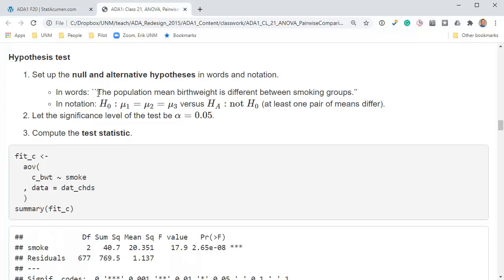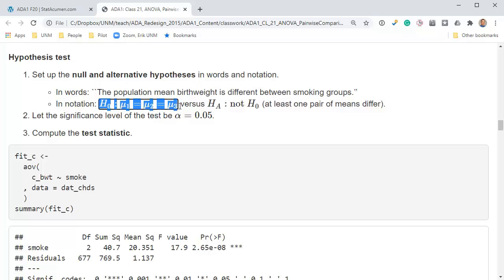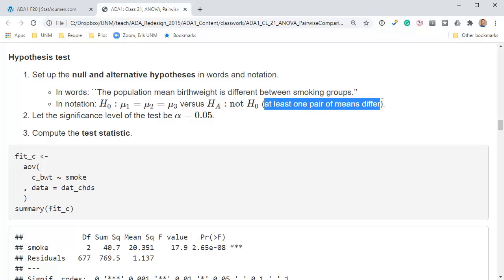In words, the population mean birth weight is different between smoking groups. I've stated it in terms of the alternative hypothesis, that the birth weights are different. We don't know how they're going to be different, but that's sort of the interesting way of looking at this problem, that they're going to be different. In notation, just as what we saw before, all the means are equal versus at least one pair of means differ. I'm choosing a significance level of 0.05, so that is alpha.